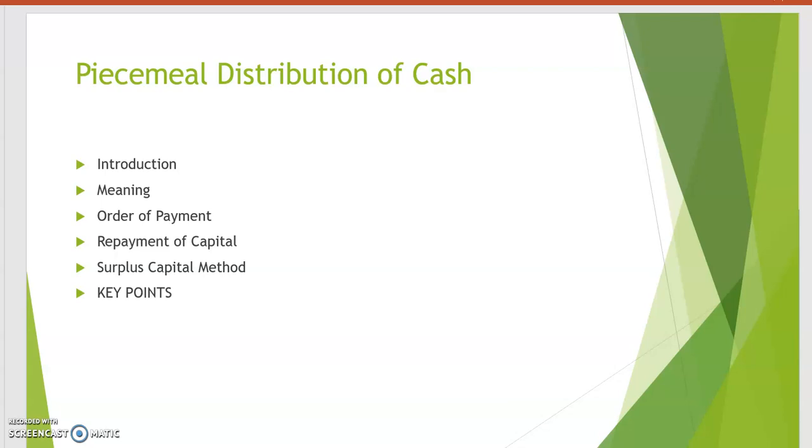The creditors of the firm will not sit quietly till all the assets are realized, and they will demand their dues as and when the firm has sufficient funds. Thus, the creditors are paid off part by part. The distribution of available funds is gradual, that is in pieces, P-I-E-C, in parts. So it is a piecemeal distribution of cash.